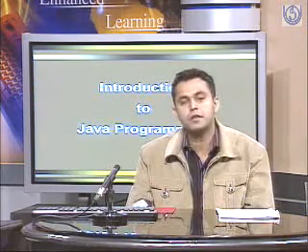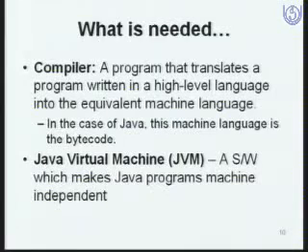Now what are the things which you need to run a program on your host machine? The first thing is a compiler. What is a compiler? A program that translates a program written in a high level language, for example Java, into the equivalent machine language. In the case of Java, this machine language is the bytecode.